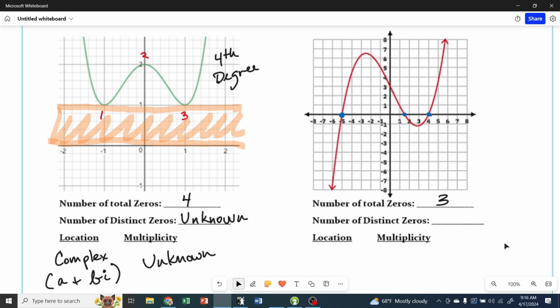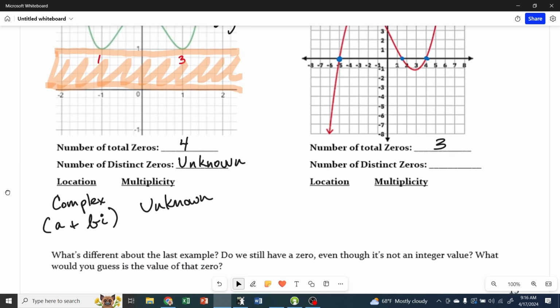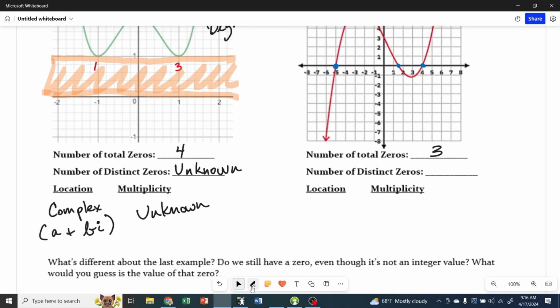Now, here's the situation though. Our distinct zeros is 3. So we have 1 at negative 5 with a multiplicity of 1. I have another one at positive 4 with a multiplicity of 1. And I have a third one here that I don't know. I don't know what that value is. So how do we express this? We would say the location is between 1 and 2. We do know the multiplicity is 1.